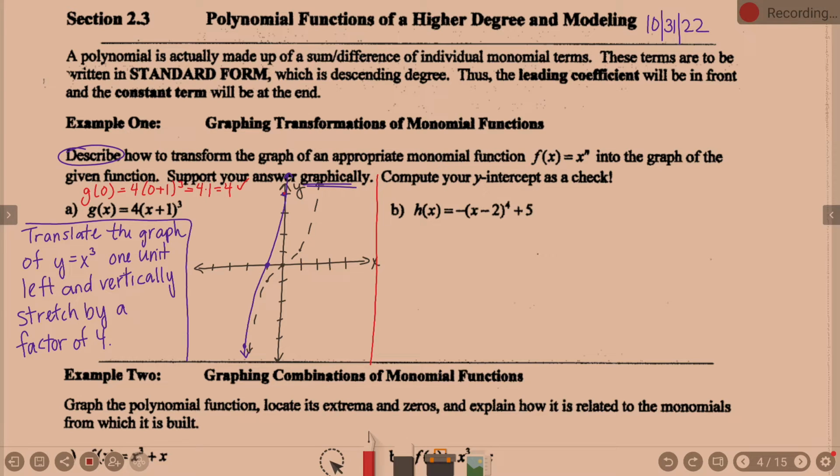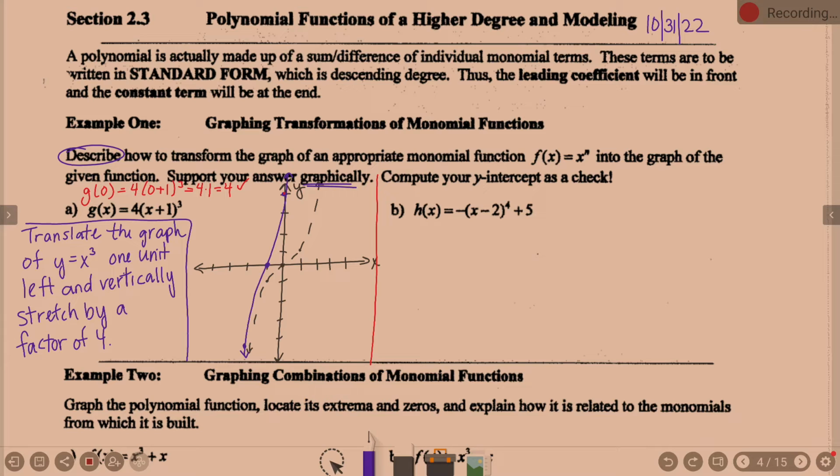Okay, that was red. I did not realize that was going to be red. Okay. B. H of x equals negative of x minus 2 to the fourth plus 5. Well, let's talk about the pieces that you see so we can describe this graph. Okay. X minus 2 says we're going to go right 2. Plus 5 at the end says we're going to go up 5. And then it's across the x-axis. The negative out front says we're going to reflect across the x-axis.